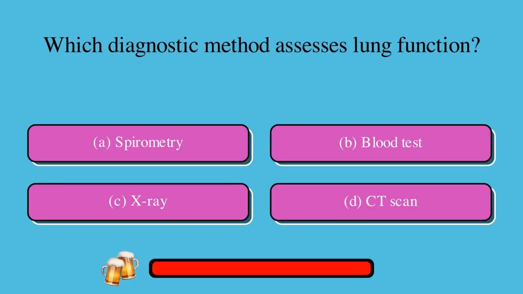Which diagnostic method assesses lung function? A. Spirometry, or B. blood test, or C. X-ray, or D. CT scan? The correct answer is A. Spirometry.